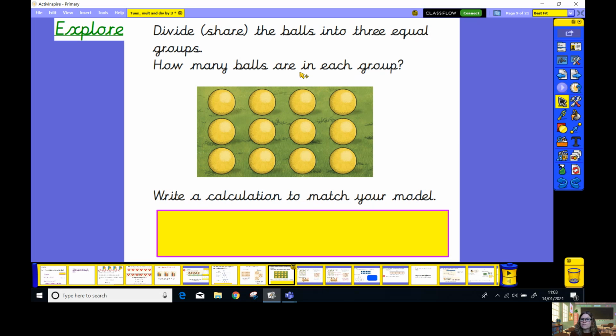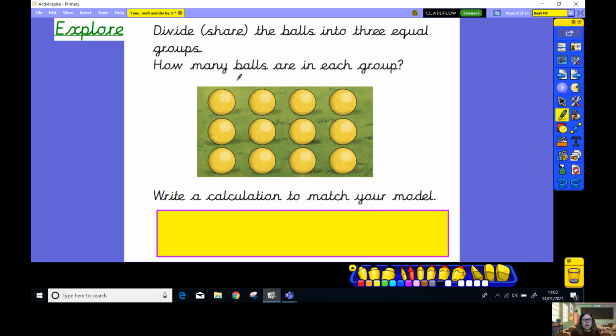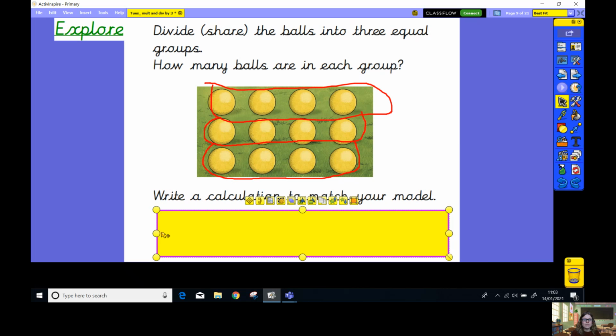Okay, well, let's have a think how we would work this out. We want to have 3 equal groups. I'm going to take my pen. Now, if you look at this array, it's very easy to see the 3 equal groups. Here's one group. Here's another group. And here's the final third group. And within each group, we have got 1, 2, 3, 4 balls. So our calculation to show that would be 12 divided by 3 equals 4.